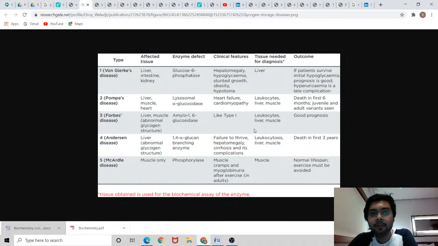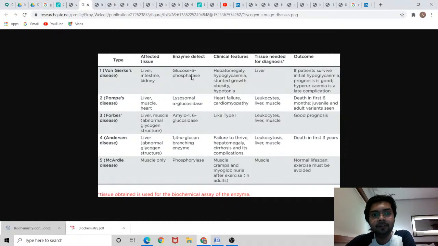Type 2 is Pompe's disease. The enzyme deficient is lysosomal alpha-glucosidase. Type 3 is Forbes, where amylo-1,6-glucosidase is deficient. Type 4 is Anderson and type 5 is McArdle. In Anderson there is 1,4-alpha-glucan branching enzyme deficiency, and in type 5, that is McArdle, there is phosphorylase deficiency. So all the enzyme deficiencies and the types you should know.